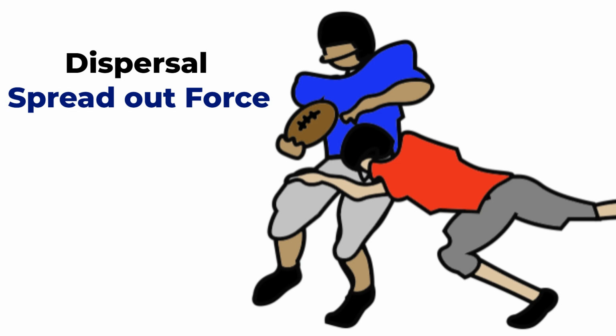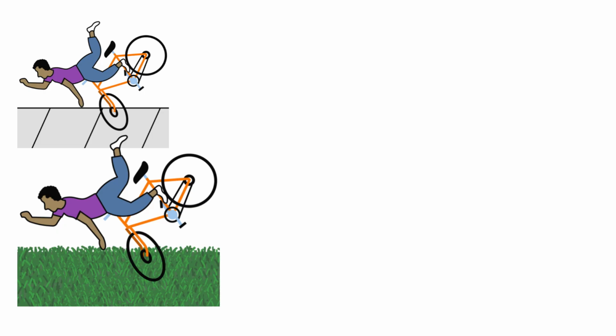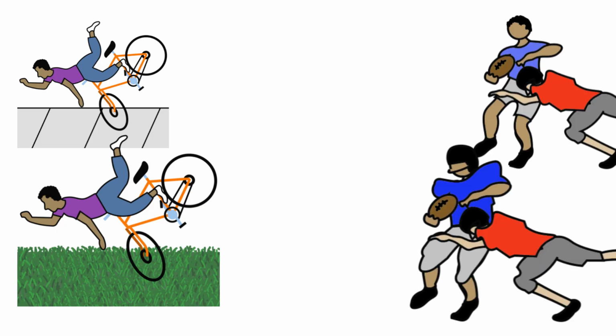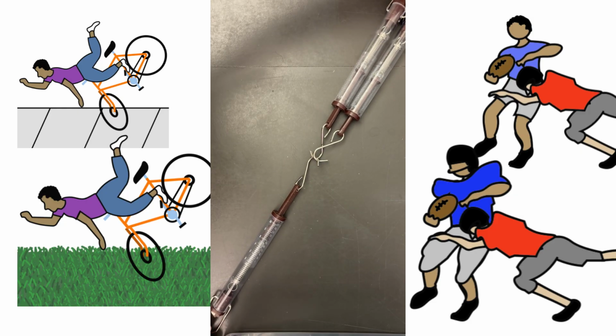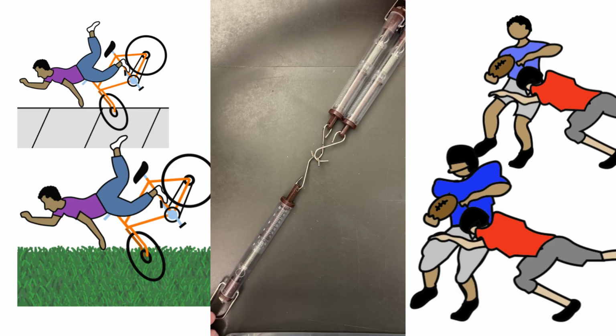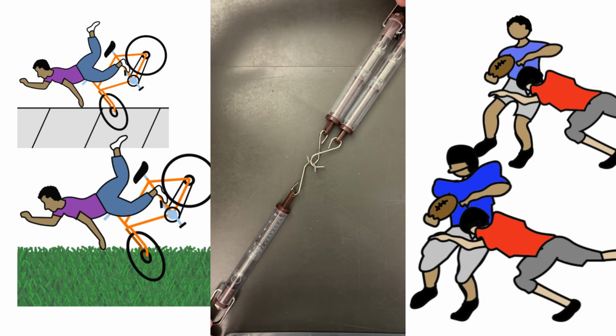So, whether it's landing on grass instead of concrete, wearing protective padding, or splitting the force between multiple spring scales, the physics is the same. Newton's third law guarantees equal and opposite forces, but how those forces are distributed makes all the difference in what we feel.